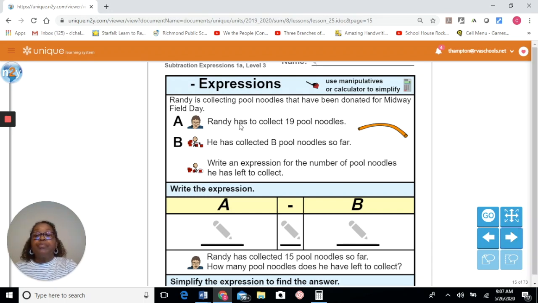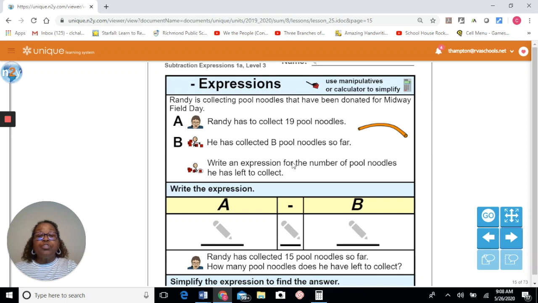So pool noodles. So Randy has collected 19 pool noodles. Randy is A. He has collected 19 pool noodles. So we know what A is. Okay. B, for B, he has collected pool noodles so far. So he has collected 19. He has collected B noodles so far.